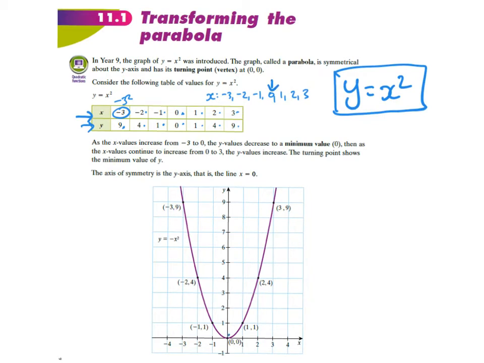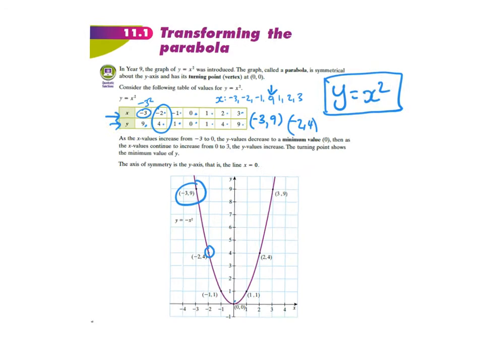Now, when you plot these values, the first pair of values or coordinate pair is negative 3 and 9, and on the Cartesian plane, that's this guy here. The next one is negative 2, 4 from here, and that one is here, and so on.